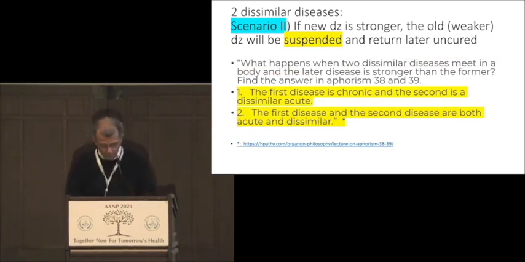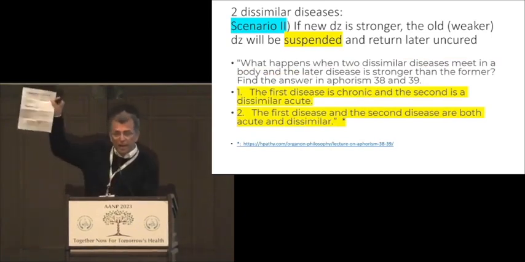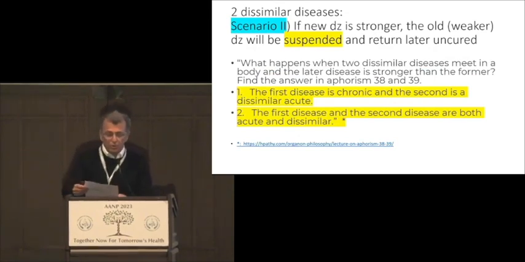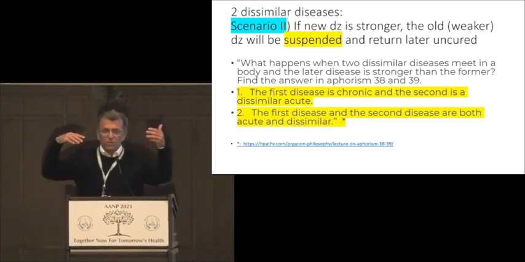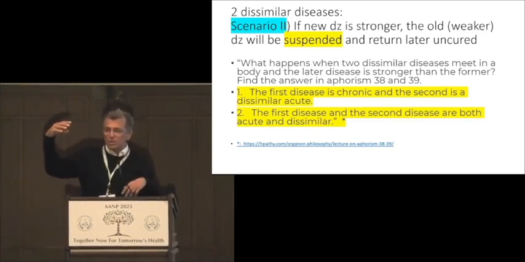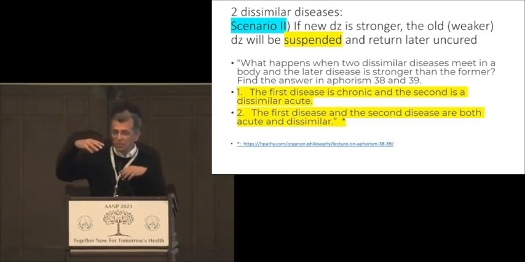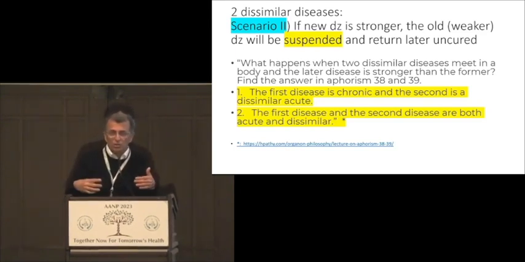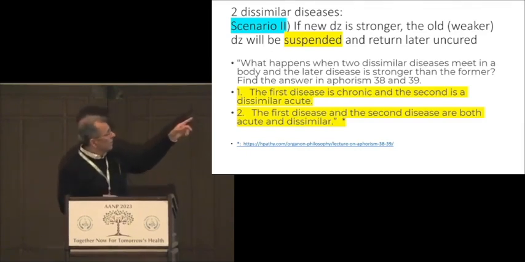So there is scenario 2, which is on the top of the back page of your handout. Scenario 2 is when the new disease is coming in stronger. Remember, the first scenario is when the old disease was stronger. The second scenario, top of the second page, is when the new disease is coming in stronger. In that situation, the new disease will suspend the old one, and then the suspended disease will return later.